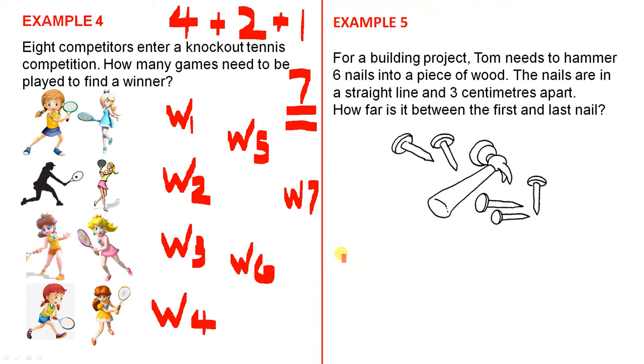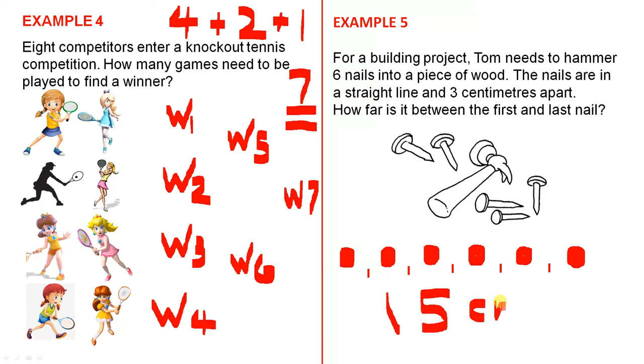Let's have a look. Let's pretend that's the first nail. Now remember, he's got to do 6 of them. There is the second nail. There is the third nail. The fourth nail. The fifth nail. And the 6th nail. Now the question says, how far is it between the first and last nail? Pretty simple. Have a look at this. Remember, it's 3 centimetres between each. 3, 6, 9, 12, 15. So the answer is 15 centimetres between the first and the last nail.